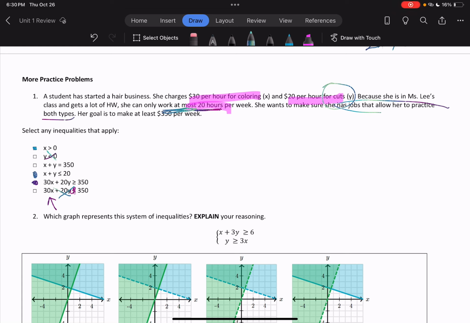And then x plus y equals 350. X is the number of hours and y is the number of hours. X is hours for coloring, y is hours for cuts, but I can't add hours and get money. That's not how that works, okay? The reason this works is because I'm multiplying money times hours, and so we're going to get money. But here, I can't add, 2 hours plus 3 hours is not going to equal dollars all of a sudden. All right, so that's why this one does not work.